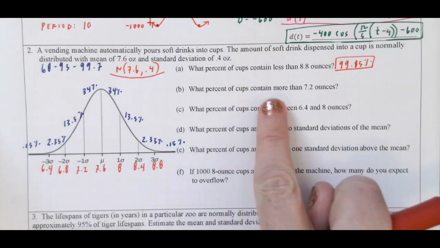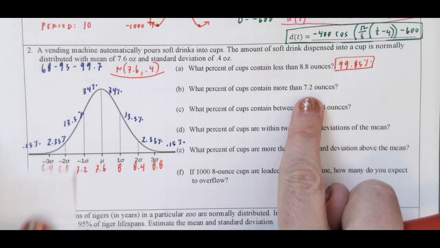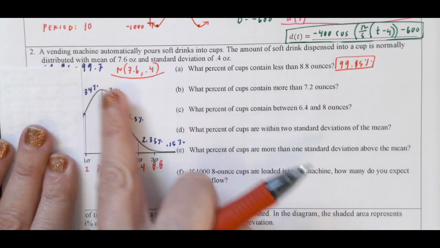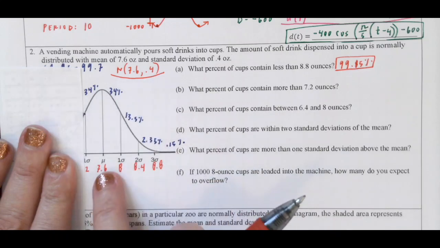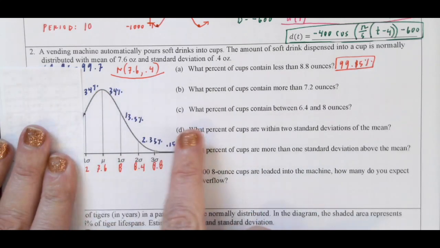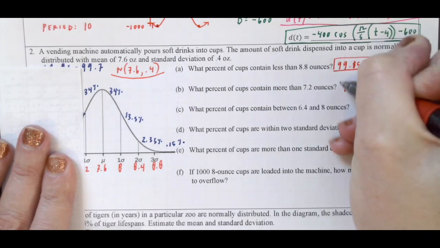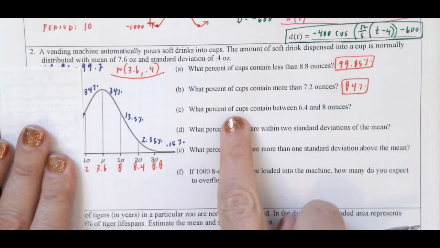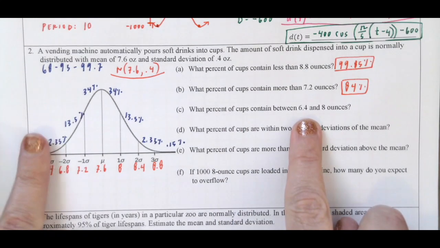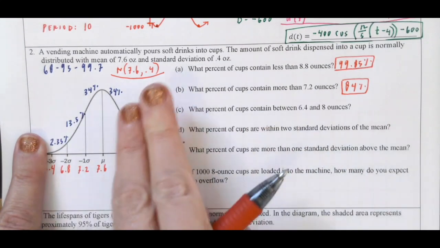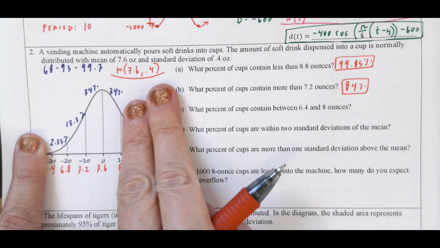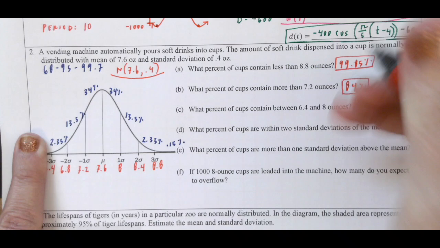Okay, what percent contain more than 7.2? So I'm looking all over here. I know that to the right of the mean is 50%. So if I add 34, I'm at 84%. Okay, between 6.4 and 8. Here I'm going to add up the 2.35, 13.5, and those two 34s, and I get 83.85%.